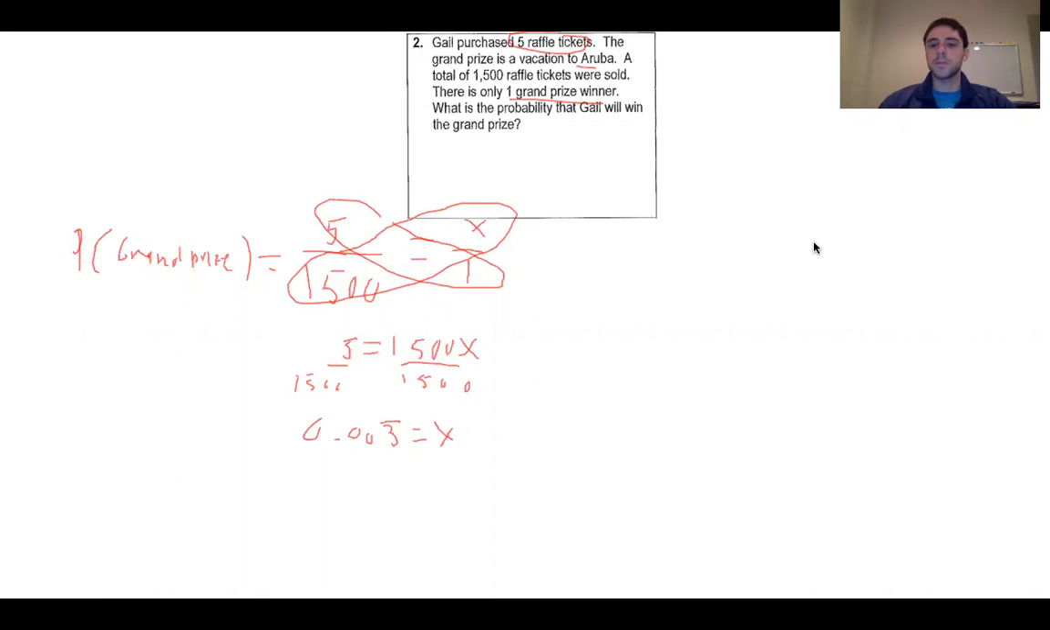Awesome. I've seen a couple answers roll in. We had one scholar really nail it on the head. Gail has a 0.3% chance of winning the grand prize. To make this into a percent, we're going to move our decimal point over 2. And we have approximately 0.3% chance of winning the grand prize. So it is not very likely that Gail is going to win the prize. It's possible, but it's going to be fairly unlikely.